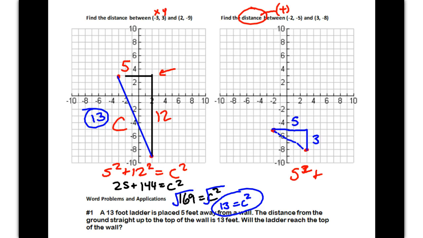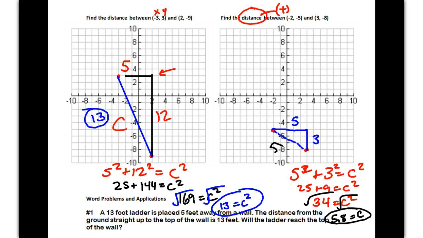5 squared plus 3 squared equals c squared. 25 plus 9 equals c squared. When we add 25 and 9 together, we get 34. And when we do the square root of 34 in our calculator, we can round that to the nearest tenth. And when we do that, we get 5.8.